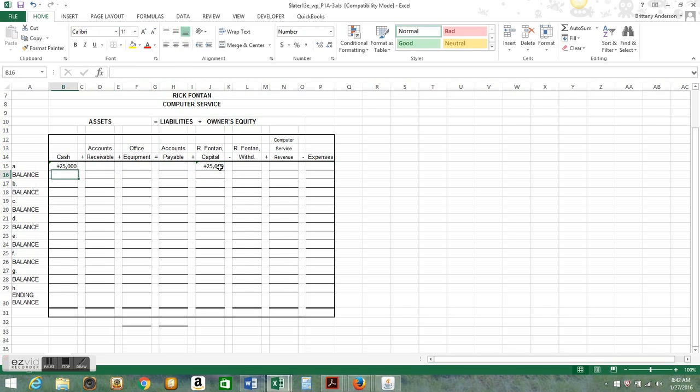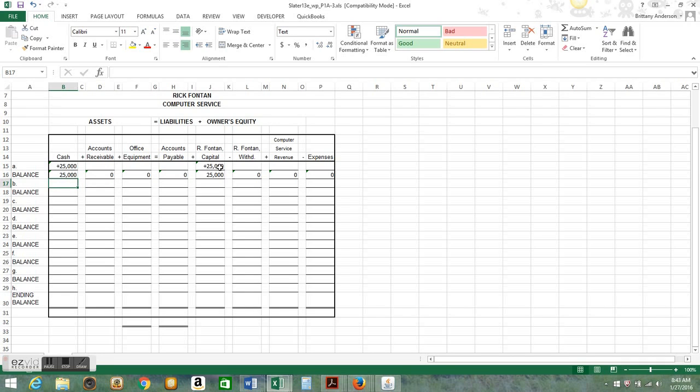My balance at this point in time is $25,000 for cash, 0 for accounts receivable, 0 all the way across, and $25,000 for capital, and then 0 in the rest of these, because we have not affected those yet. So my accounting equation is in balance. My assets equals my liabilities plus owner's equity at $25,000.